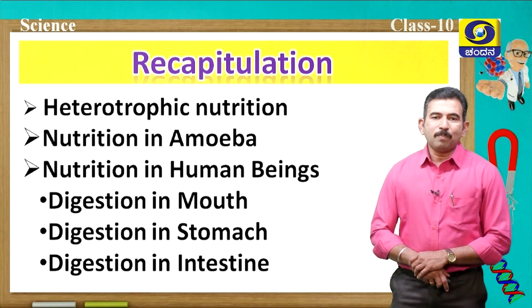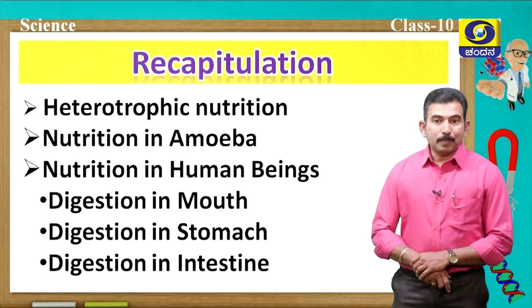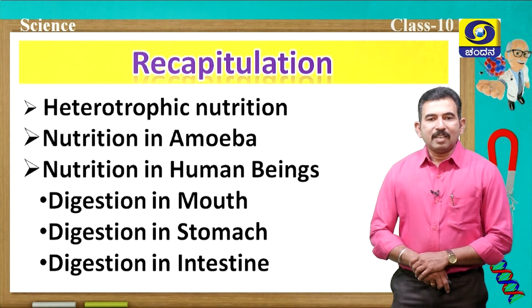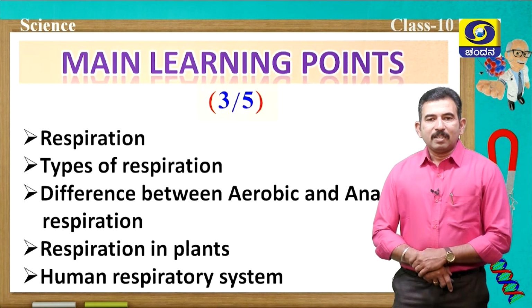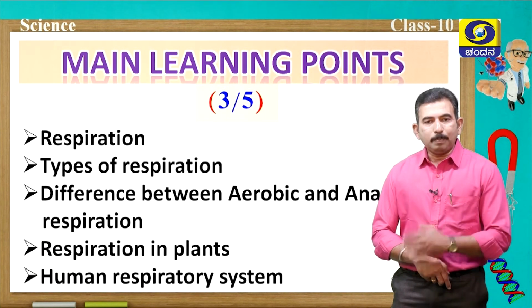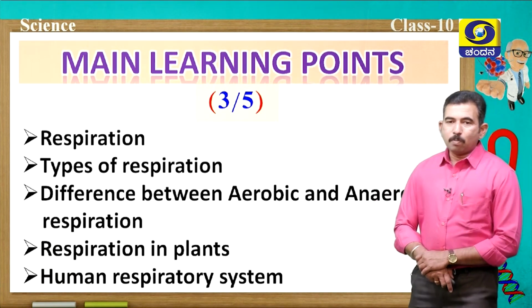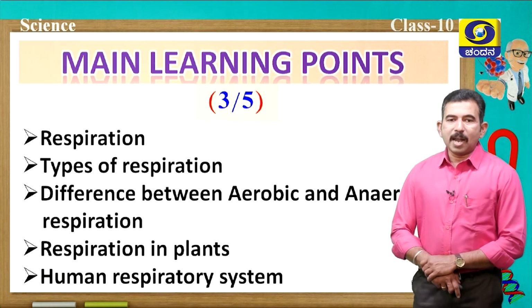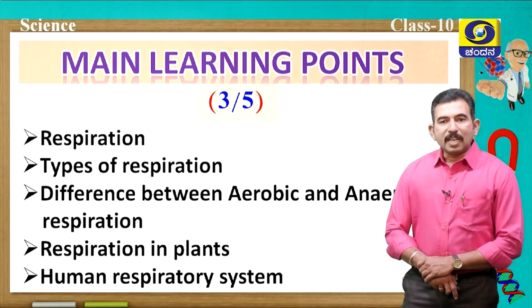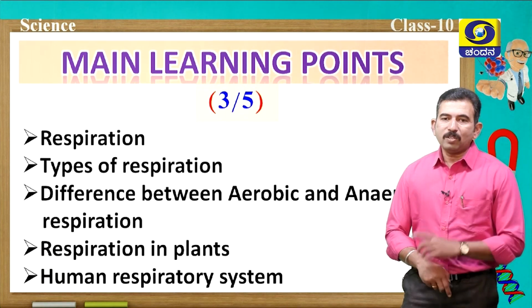Last class we studied heterotrophic nutrition, types of heterotrophic nutrition, and we also discussed nutrition in amoeba and nutrition in human beings. In detail we discussed digestion in the mouth, digestion in the stomach, and digestion in the intestine. In today's class, students, we are going to learn respiration, types of respiration, the difference between aerobic respiration and anaerobic respiration, respiration in plants, and also in detail the human respiratory system.